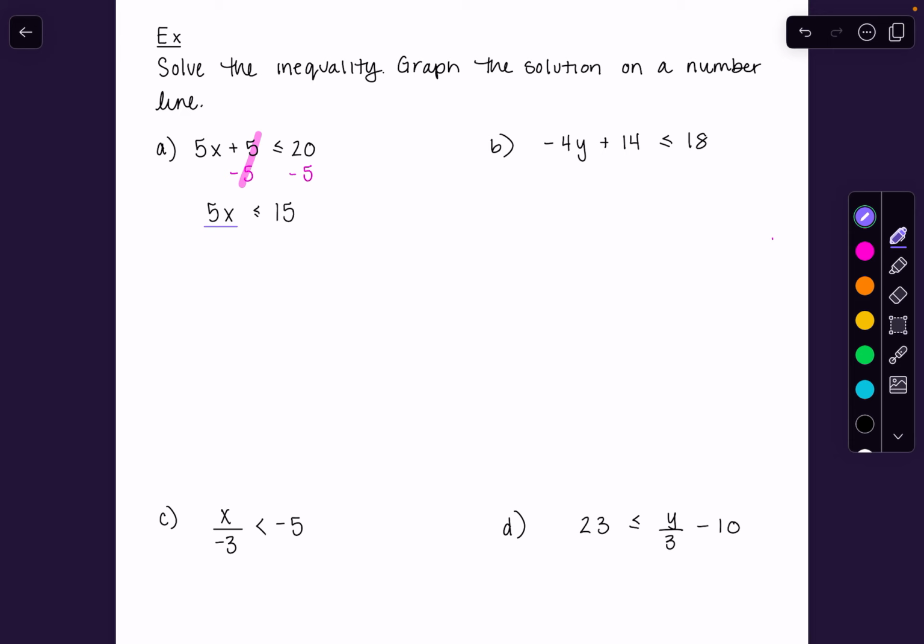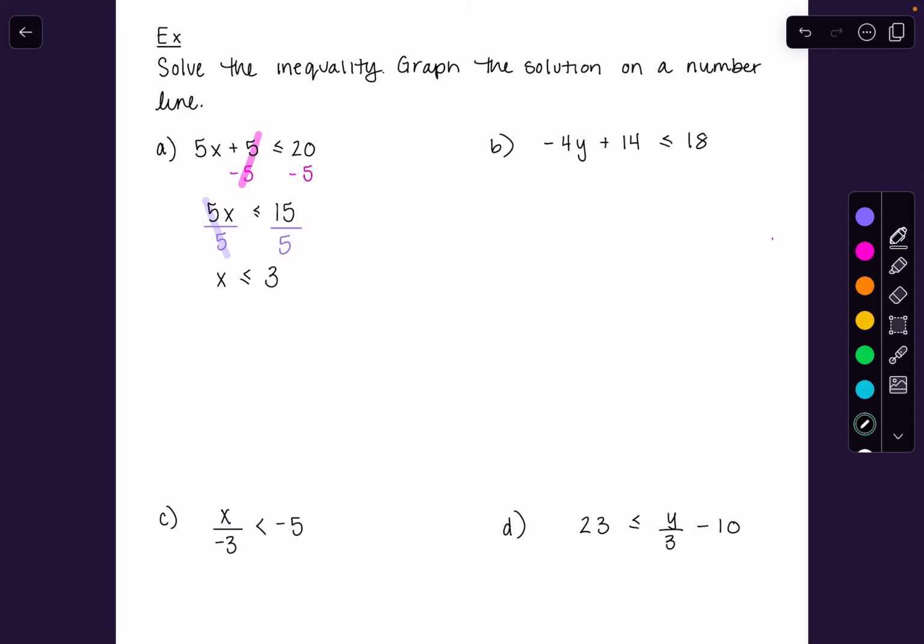Now to get x on its own, we go ahead and divide. And I don't need to worry about flipping anything because I'm dividing by a positive number. So my sign is not going to change, and this gives me x is less than or equal to 3. So this is our solution.